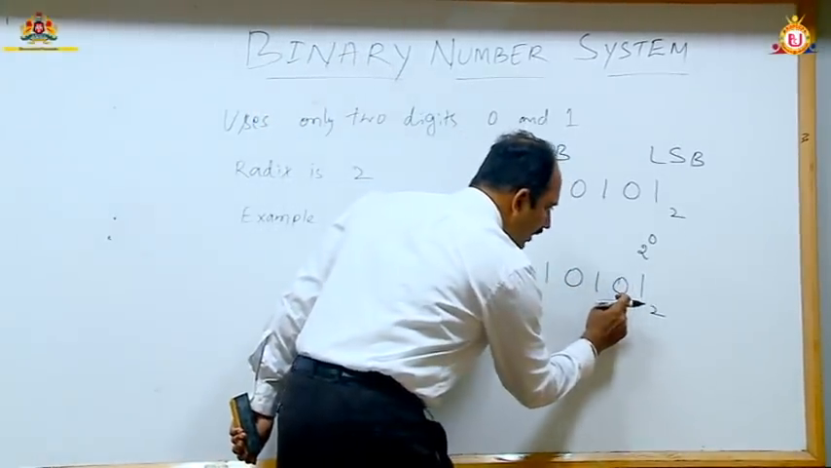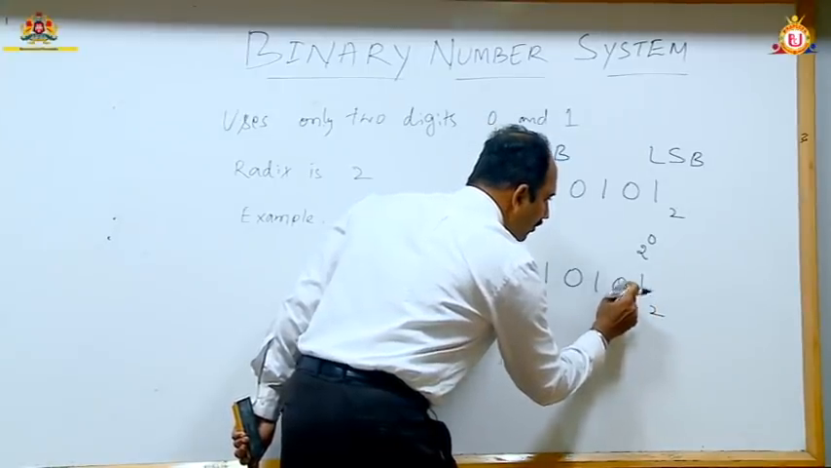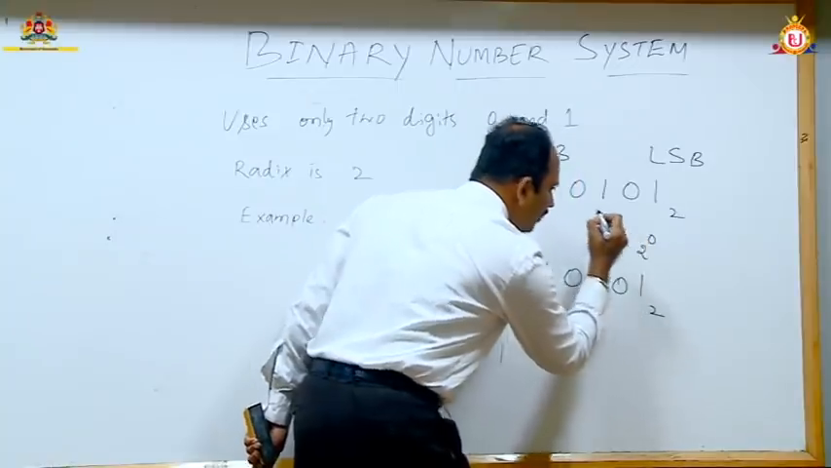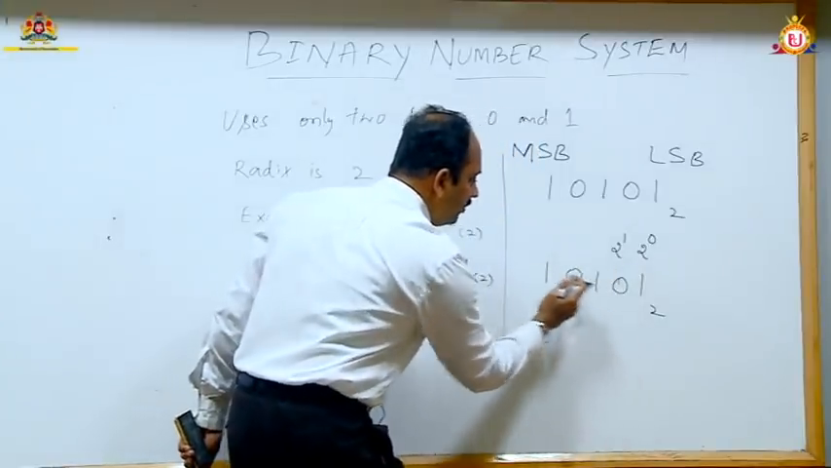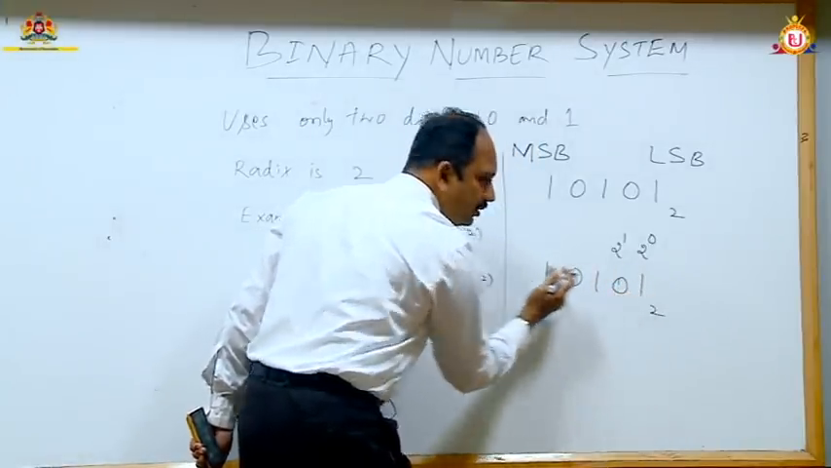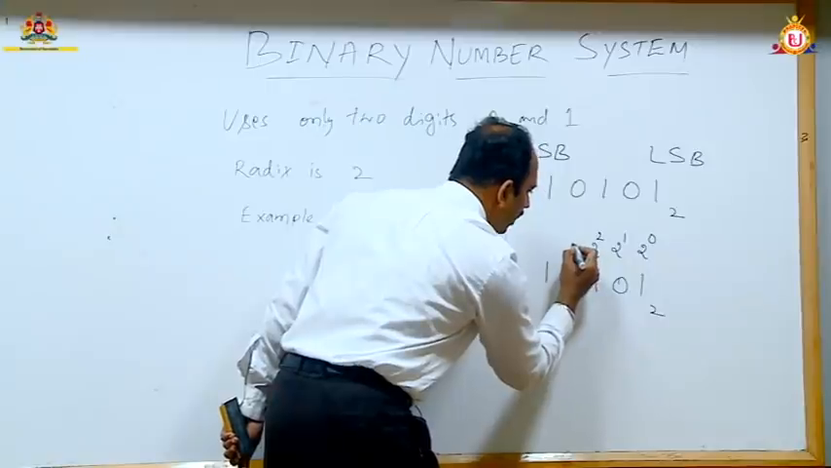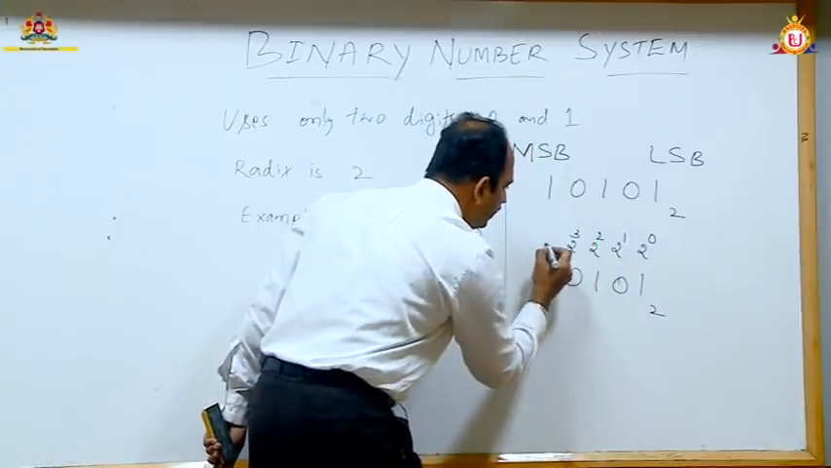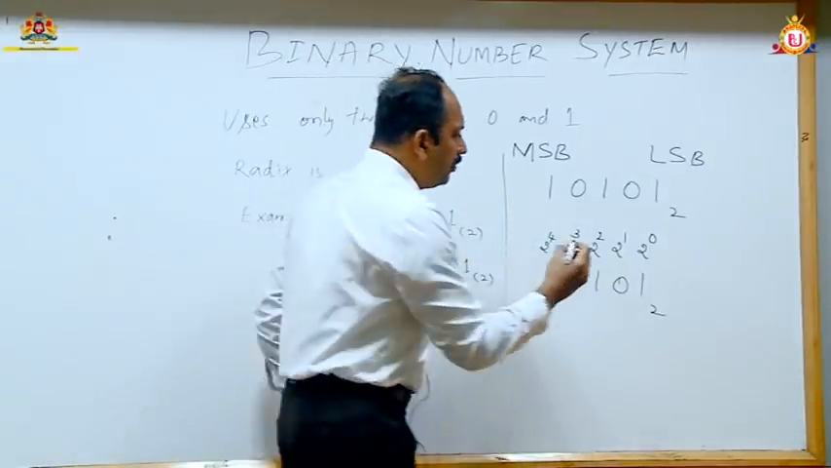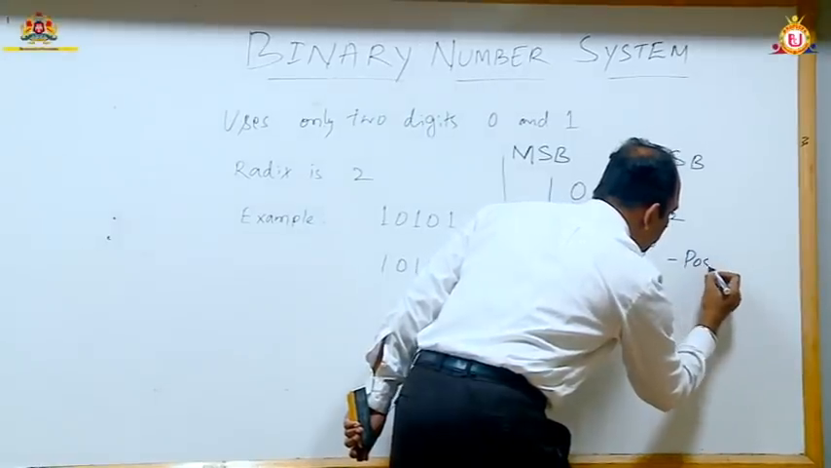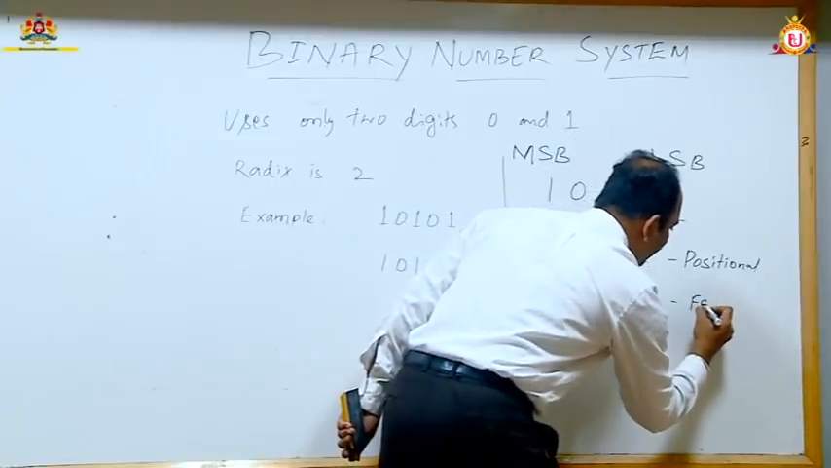Then the second digit left to the least significant bit is 0. Its position is 2 to the power of 1. Then the third digit, now we are incrementing. So we are moving from right to the left. So this becomes 2 to the power of 2 and this position is 2 to the power of 3 and this position is 2 to the power of 4. This is called positional value. And this is called the face value.